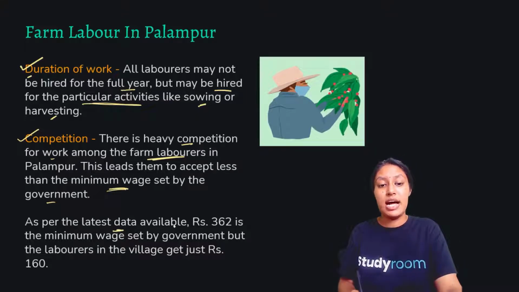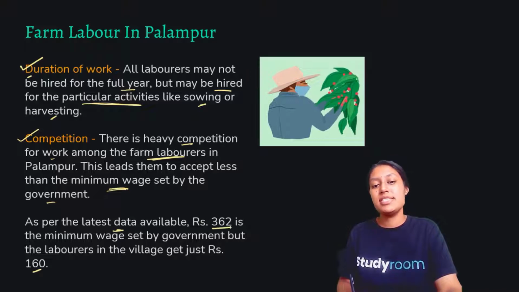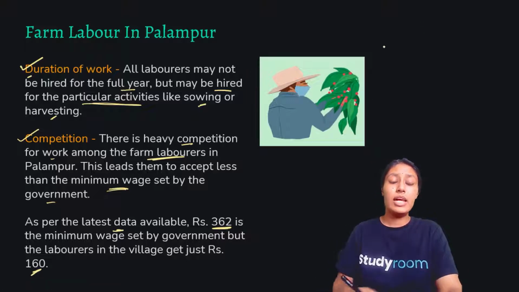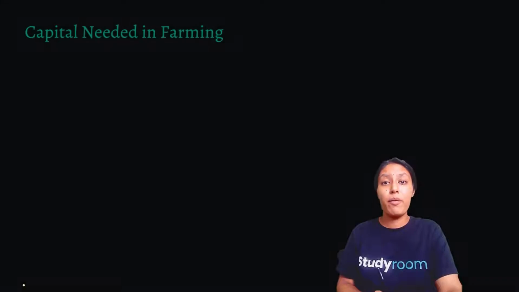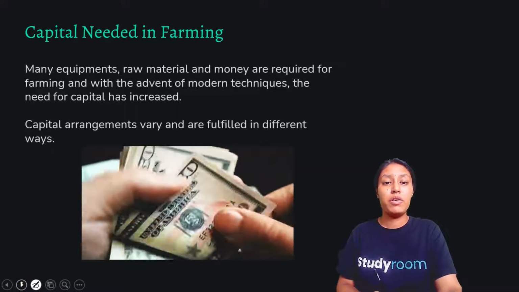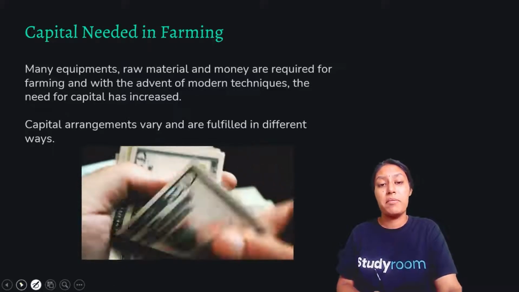The latest data available says they work on minimum wages set by government, but the labor of villages get only 160. The minimum wages that was set by the government is rupees 362, but what they used to get is just 160 rupees. This is due to the heavy competition among farmers. The number of farmers was high.